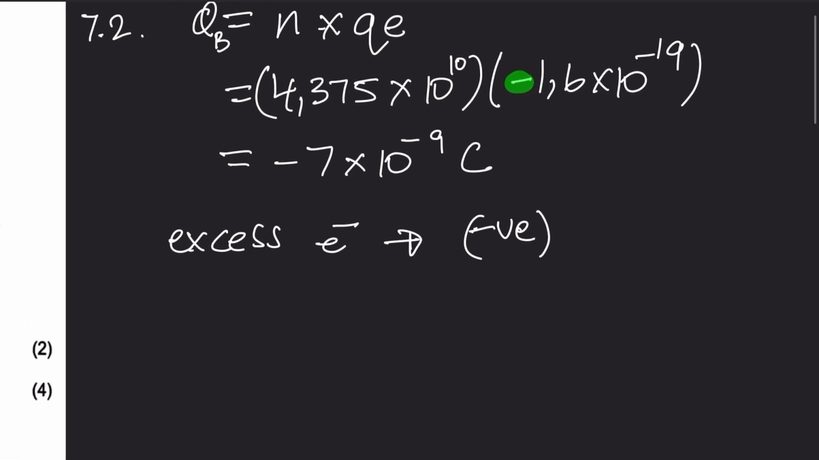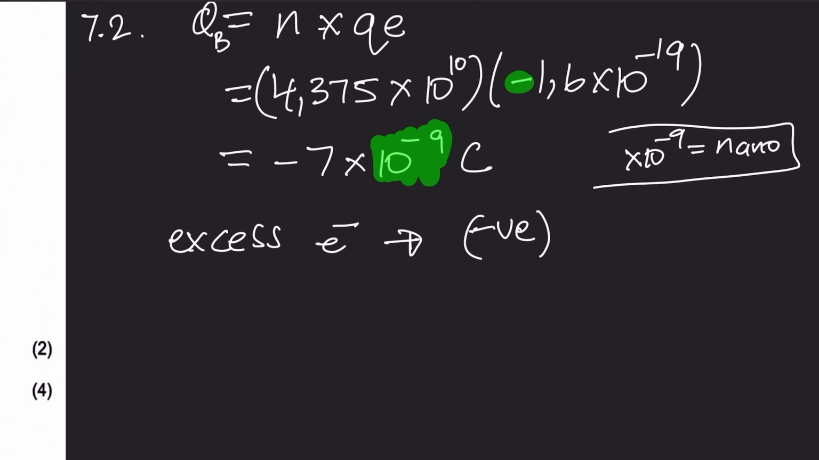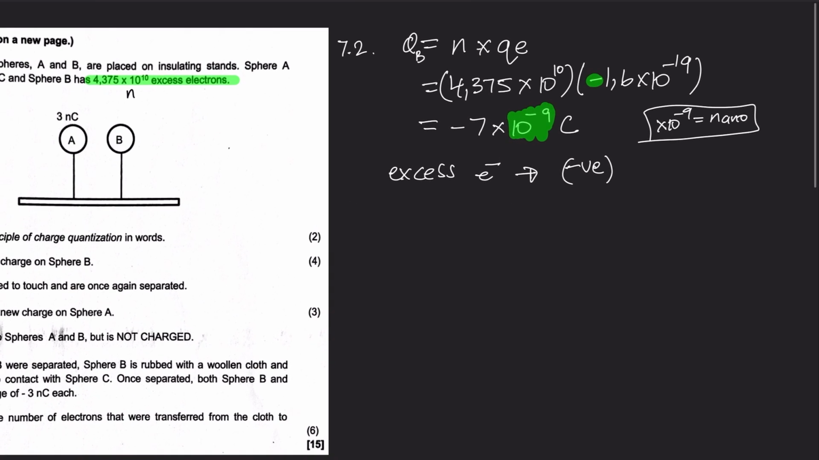Also, another thing, times 10 to the power of minus 9. That is n, nano, it means nano, right? And you'll see how we use that just now. So we could write this answer as minus 7 nC. We could, though it's not necessary.